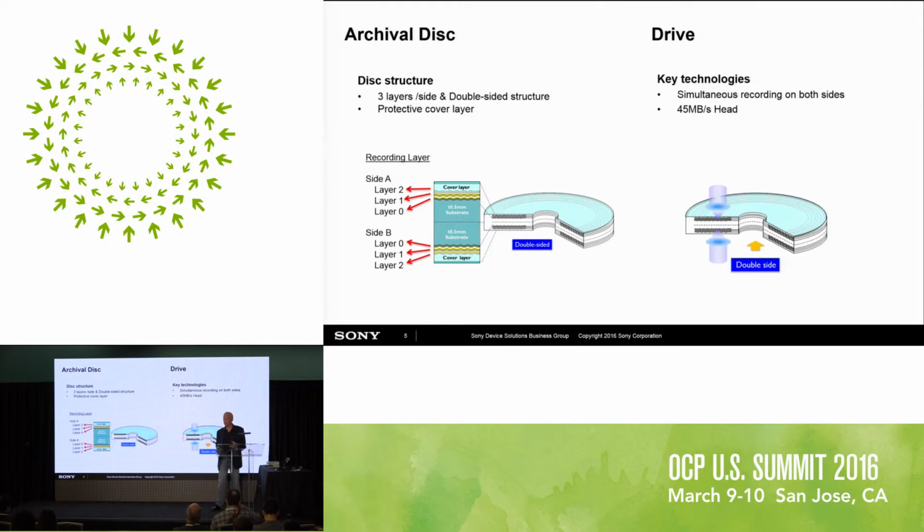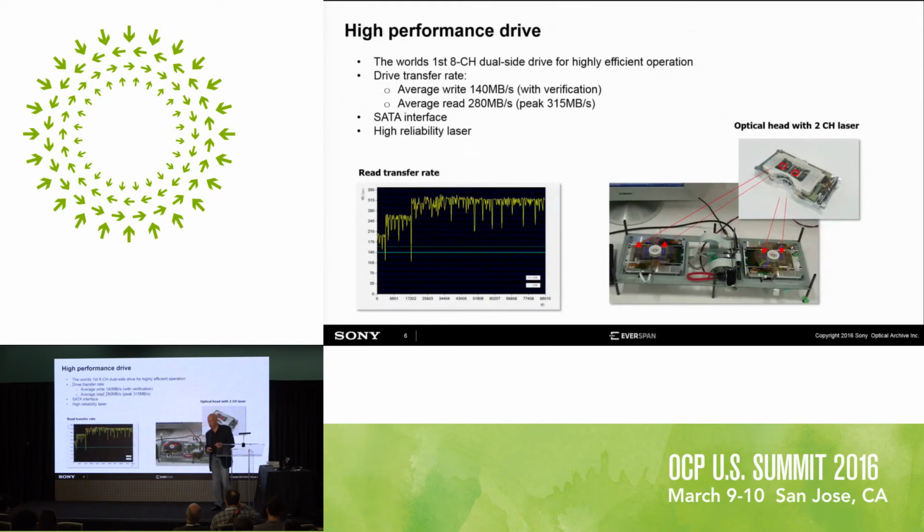So what we are doing is the following. We are using a drive which has 4 lasers on the bottom and 4 lasers on top. And then the drive is a dual-side drive, so we read and write concurrently with 8 lasers at the same time. That gets us to a transfer rate of 280 megabytes per second, and here you see the peak transfer rate is about 315 megabytes per second.